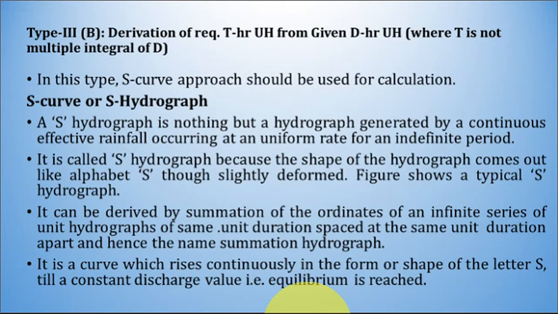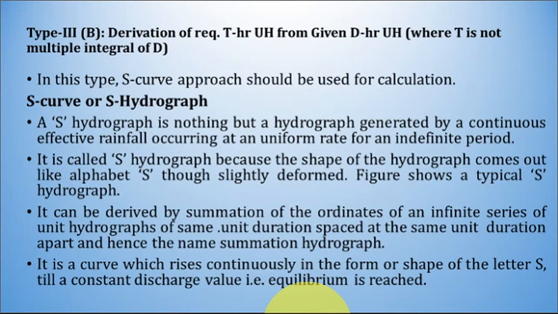In this particular lecture we are going to derive the required T hour unit hydrograph from a given D hour unit hydrograph where T is not an integral multiple of D. In this type, the S-curve approach should be used for calculation. So what is the S-curve approach? Let us understand. An S hydrograph is nothing but a hydrograph generated by a continuous effective rainfall occurring at a uniform rate for an indefinite period. It is important, for an indefinite period we are considering this.